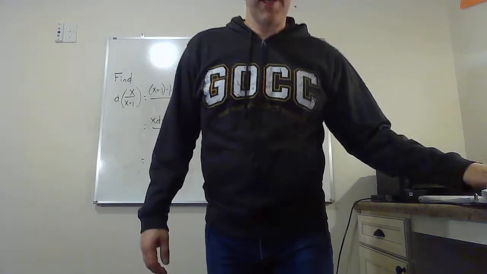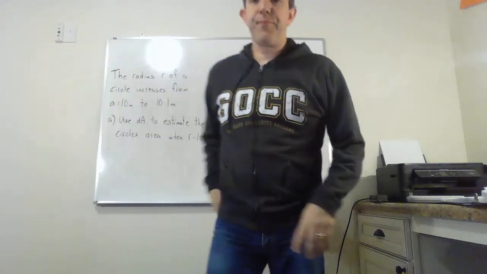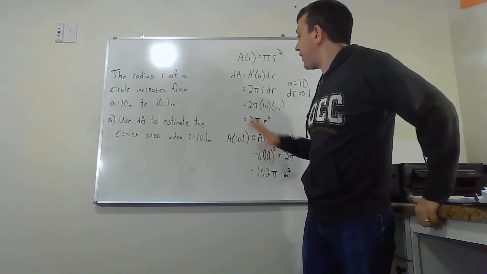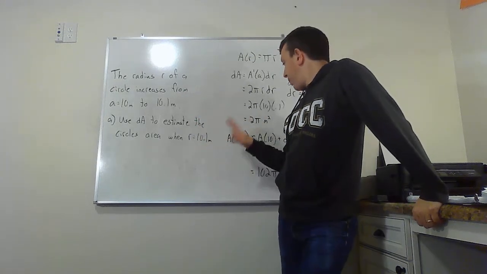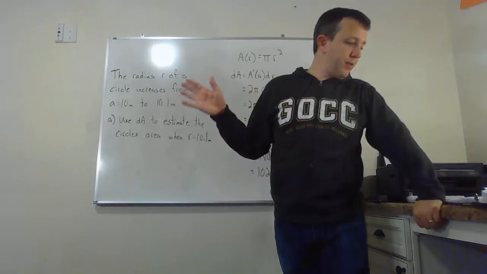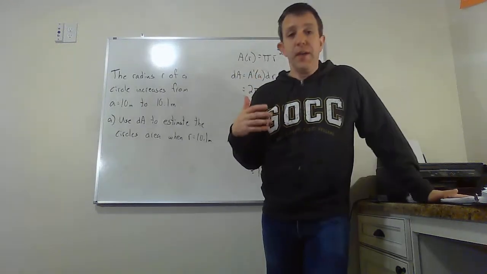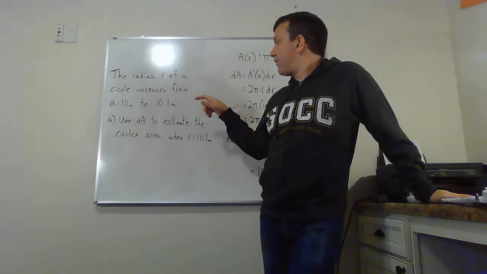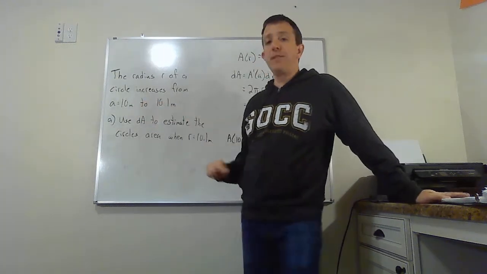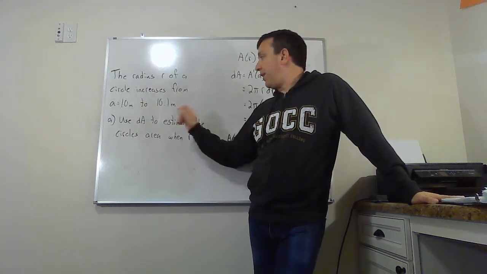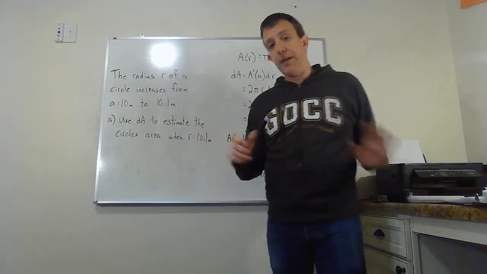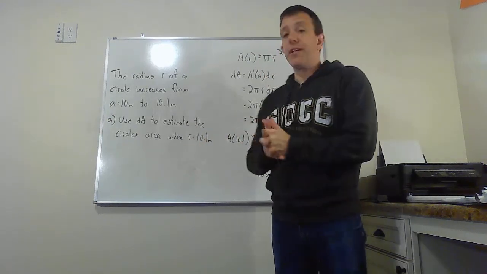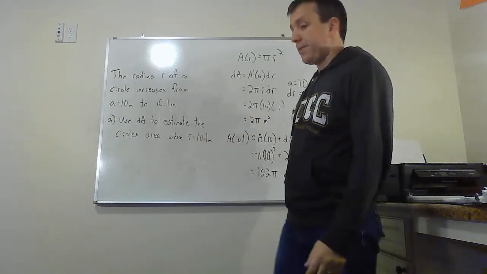A little bit more, and then we'll actually be done. Okay, so I want to start working on this problem. There is going to be a part B. We'll do it here in just a second after I have some more space. All right, so the radius r of a circle increases from 10 meters to 10.1 meters. Part A, use dA, the differential of A, to estimate the circle's area when the radius is 10.1 meters.